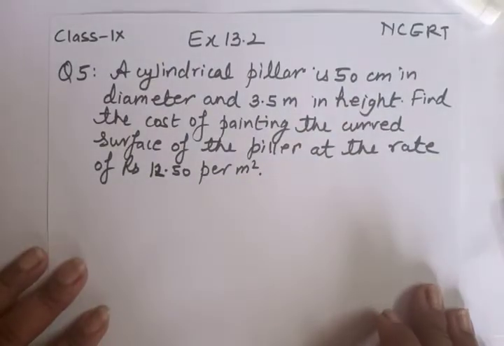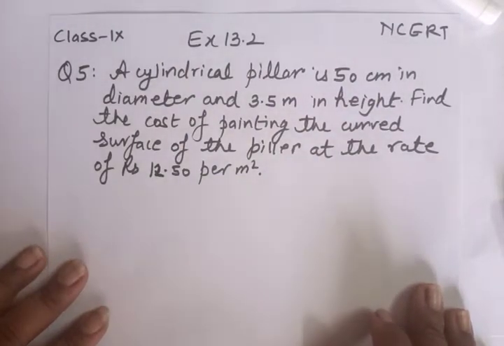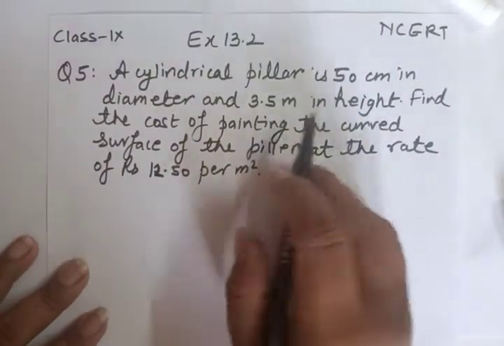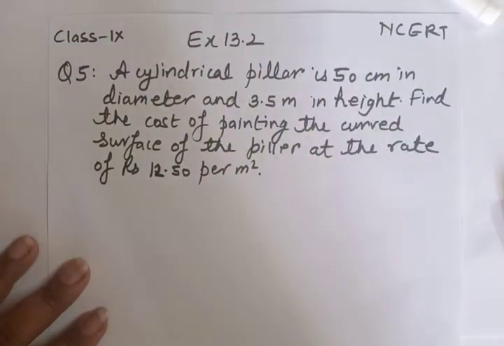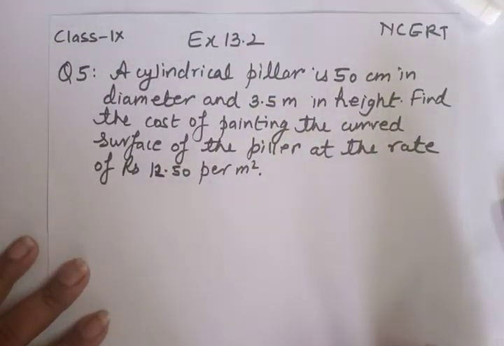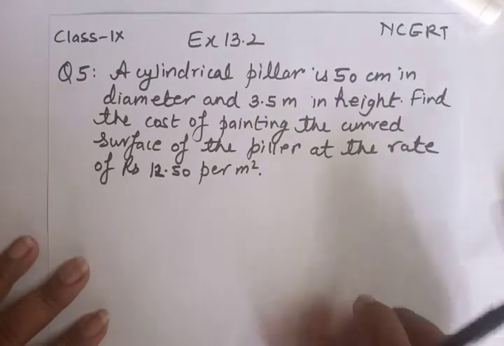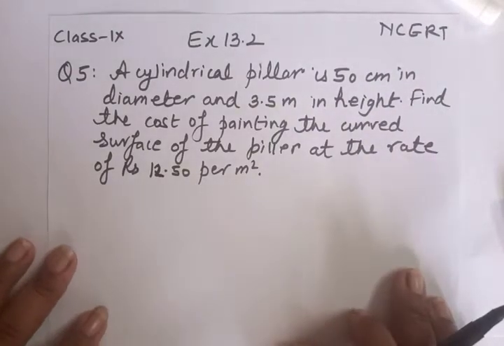Hello students. Now this is question number 5 of exercise 13.2 of class 9 chapter surface areas and volumes. This is the question I have taken from the NCERT. And for the previous question you can see my previous videos. Now let's read this question.